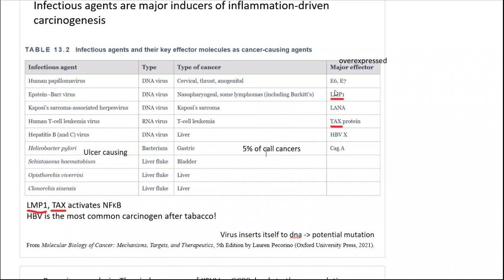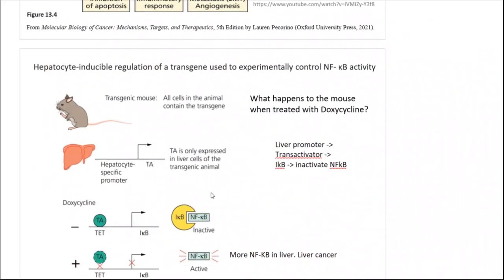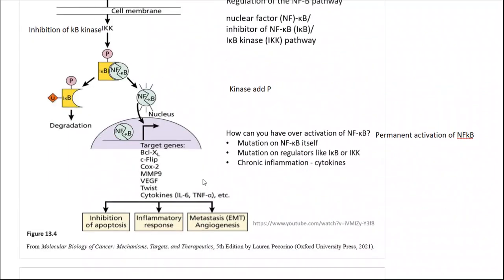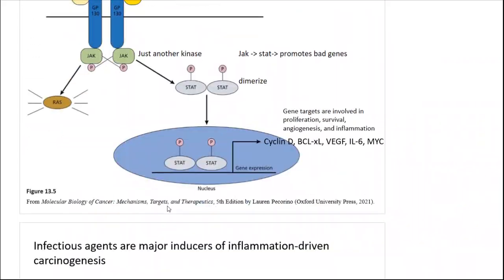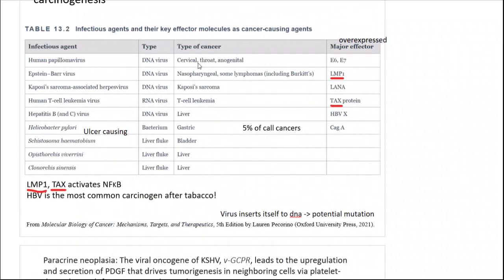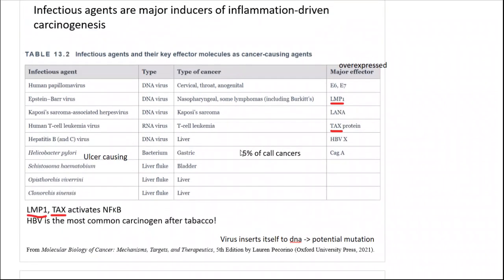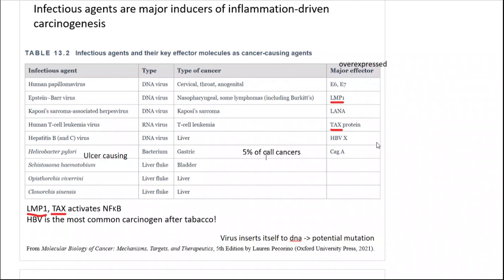So this LMP1 and TAX protein activate NF kappa B, which, you know, NF kappa B transcribes a bunch of these oncogenes. So we don't want that, but that's what they do, the viruses and bacteria. And also, besides the protein that they make, viruses insert themselves into the human DNA, and then that may cause potential mutations and cause cancer as well.